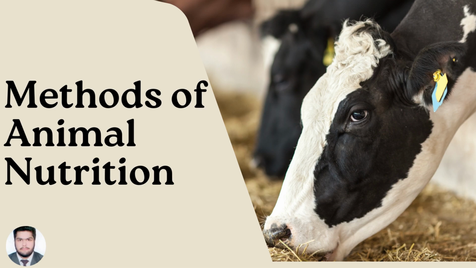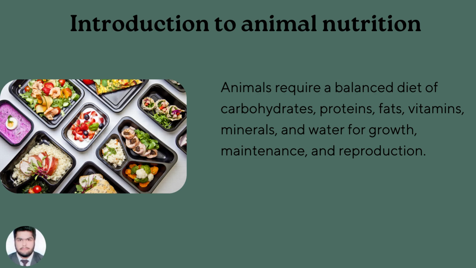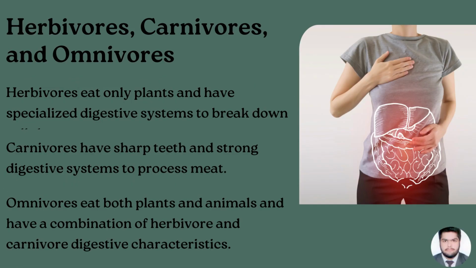Today I will discuss the topic methods of animal nutrition. Introduction to animal nutrition. Animals require a balanced diet of carbohydrates, proteins, fats, vitamins, minerals and water for growth, maintenance and reproduction. Herbivores, carnivores and omnivores.